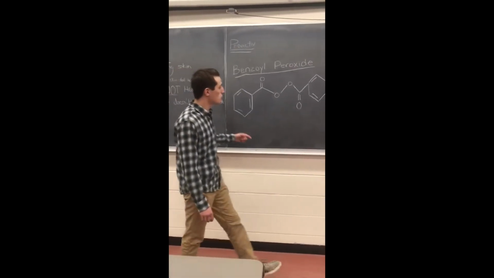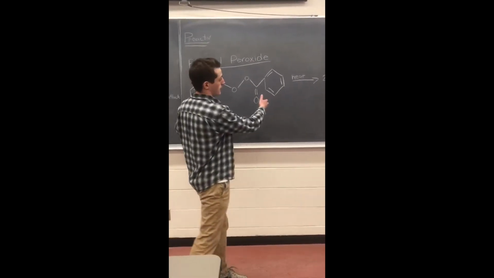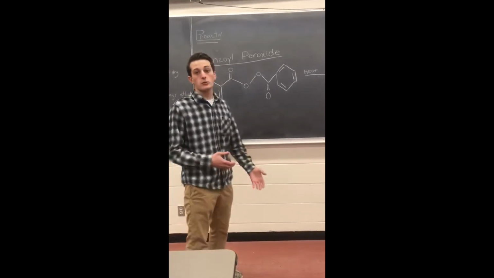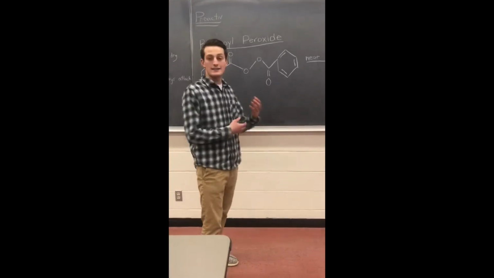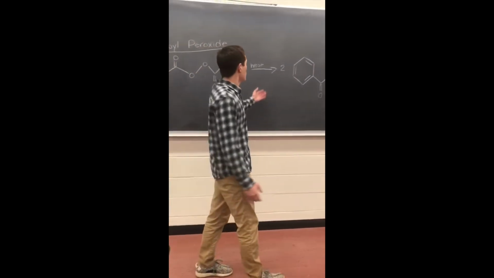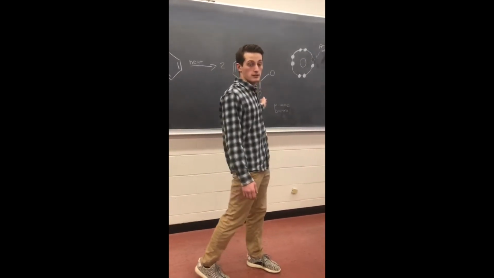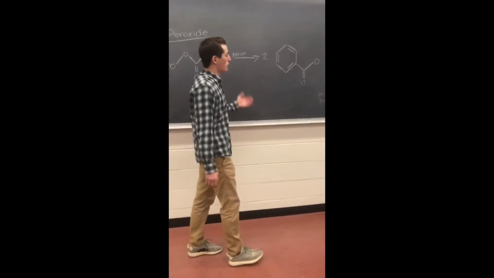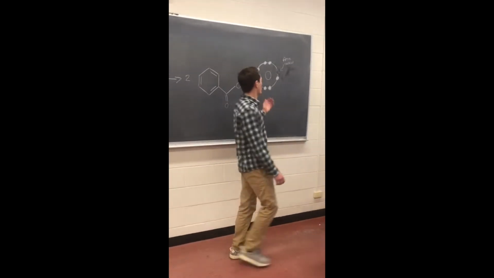We see this as two benzoyl rings with a peroxide connecting. So basically through the treatment of Proactive, the idea behind using benzoyl peroxide is that with the addition of heat, the oxygen bond breaks. So when this oxygen bond breaks, it creates a free radical.